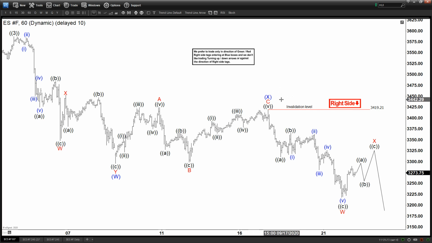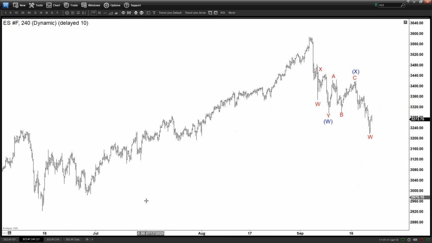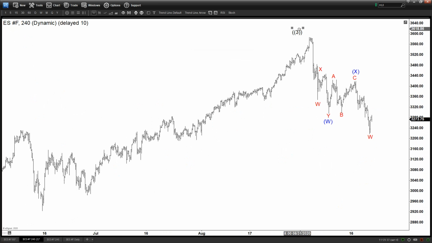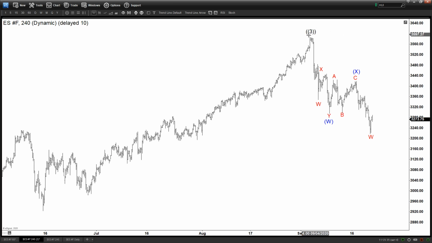Alright, so zooming out a little bit to give you a context. Well, it's actually in the 1 hour, it provides us enough context, but let's take a look at the 4-hour chart. So this is the 4-hour chart. Let me put some of these labels right here. Okay, so this is 3 right here, and currently we have this WX, and then moving down.